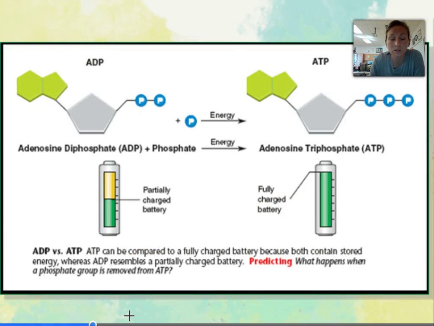So whenever the cell wants to store energy, it's going to add a phosphate group to make ATP, that fully charged battery. Whenever it's going to use or release that energy, it's going to break the bond right here, and breaking that bond will release energy for when the cell needs it.